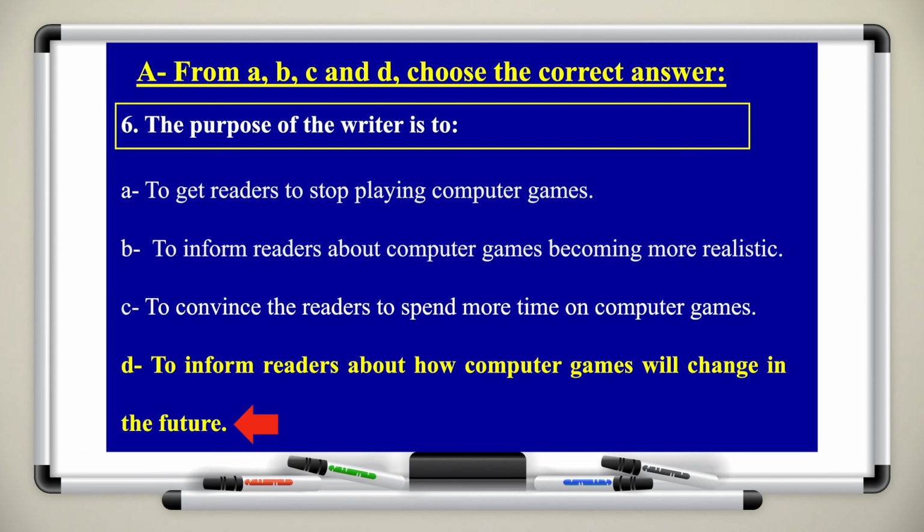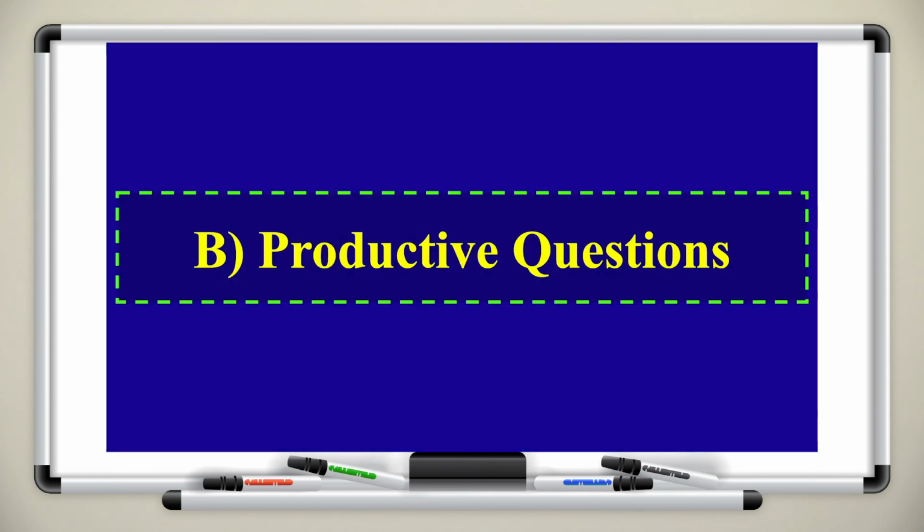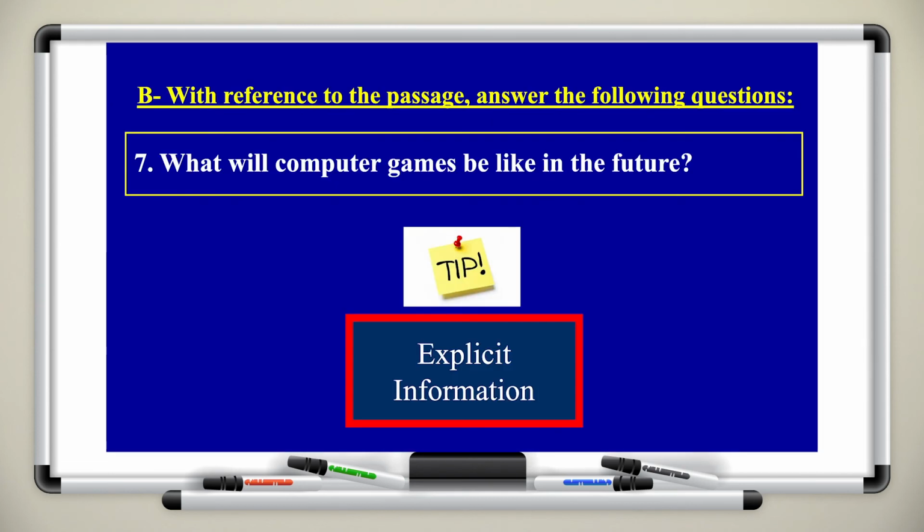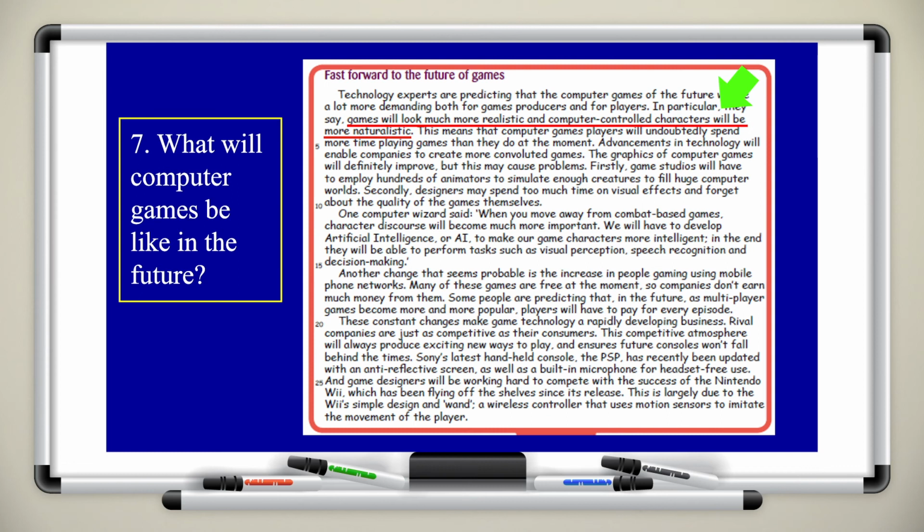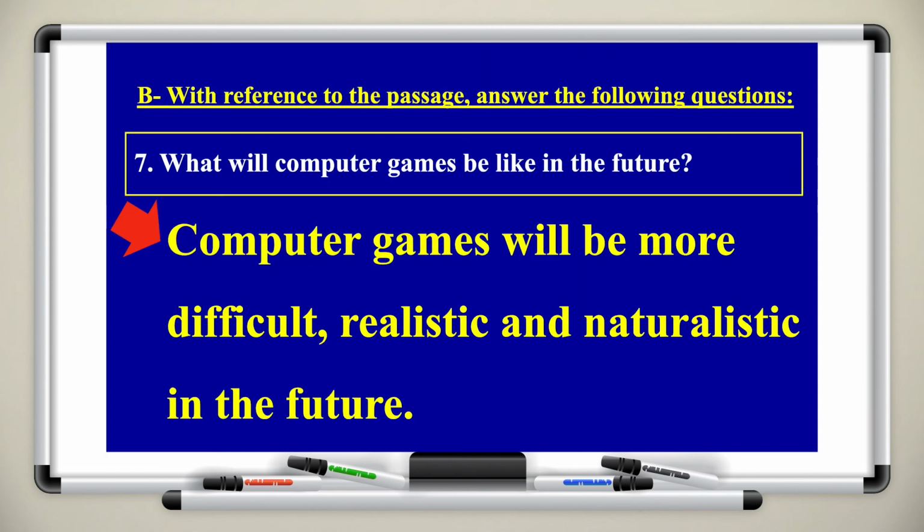Now we're done with the multiple choice questions. We have the productive questions. The first one, what will computer games be like in the future? And just a tip, this is an explicit information. So that means that the answer will be mentioned inside the text. So if you look at this sentence, games will look much more realistic and computer-controlled characters will be more naturalistic. So this is the answer. Computer games will be more difficult, realistic, and naturalistic in the future.